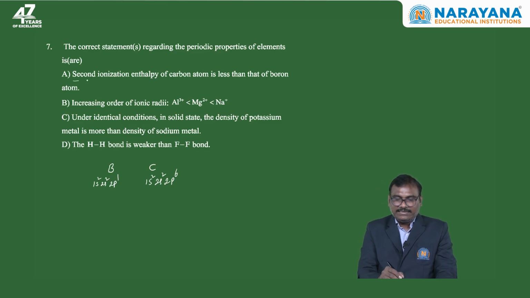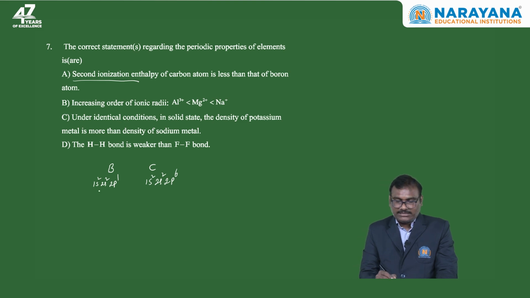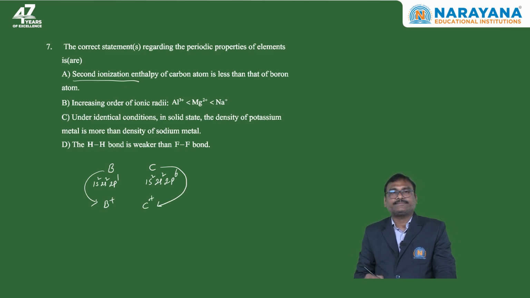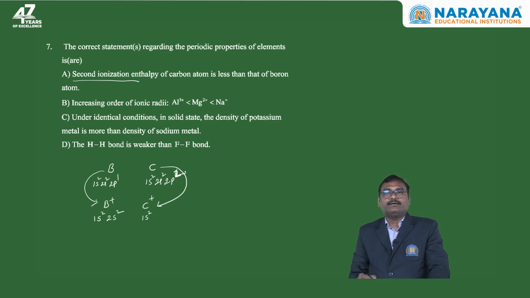First, he mentioned the second ionization enthalpy. That means boron and carbon have already lost one electron and become B+ and C+. Then C+ has the configuration 1s2, 2s2, 2p1, and B+ has the configuration 1s2 and 2s2.